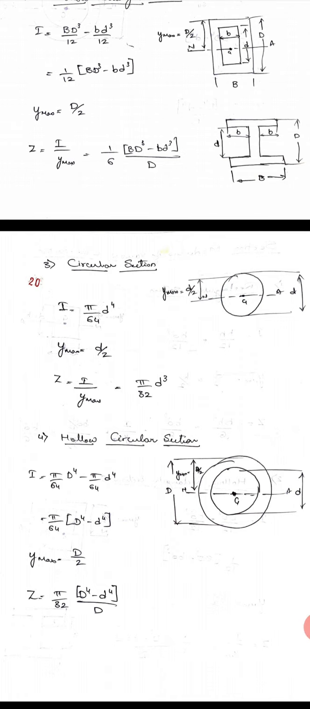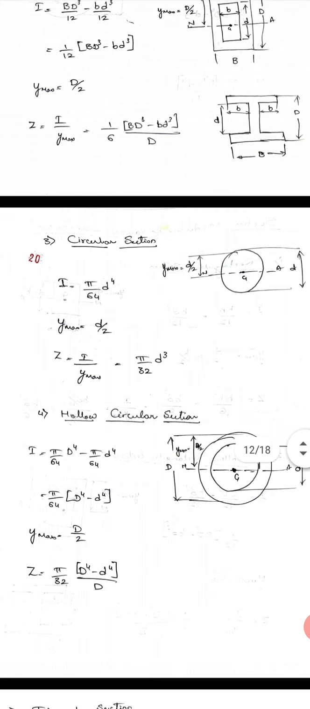Circular section, third one, solid circular section. So the neutral axis passes from the center. The solid circle has a diameter d. So y max is half the distance, that is d by 2, half the diameter or just radius. I is pi by 64 d raised to 4 for solid circular section. Y max is d by 2. Z is I by y max, pi by 32 d cube.